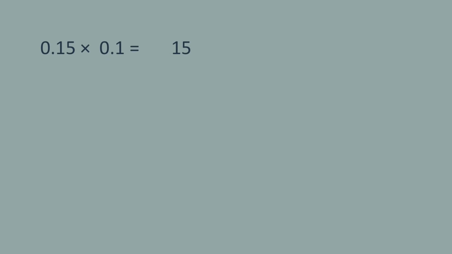0.15 multiplied by 0.1. Ignoring the decimal places, 15 by 1 equals 15. We can count 3 decimal places in the multiplication, so inserting the decimal with 3 decimal places after it gives the answer of 0.015.